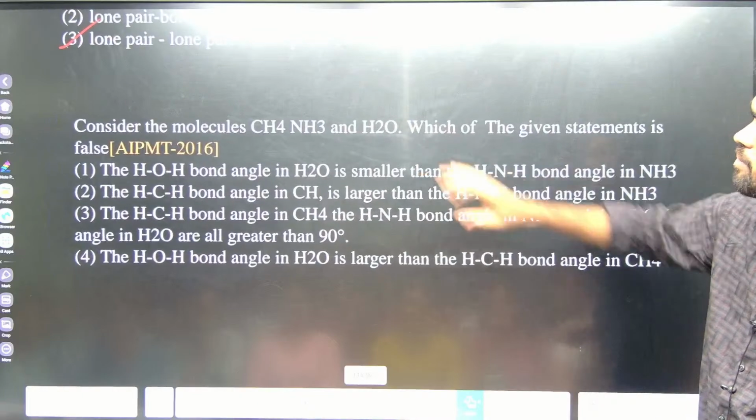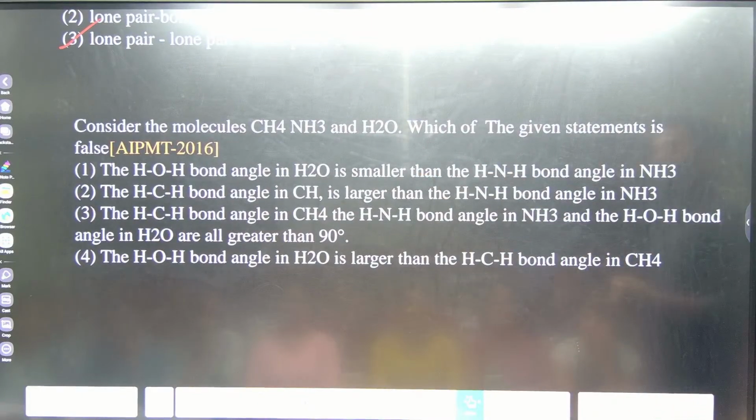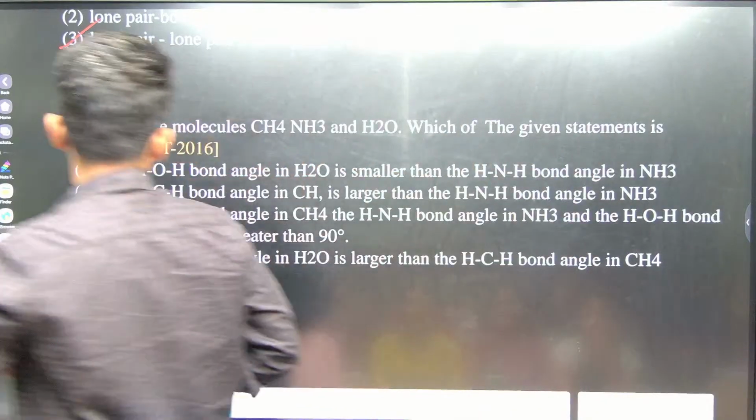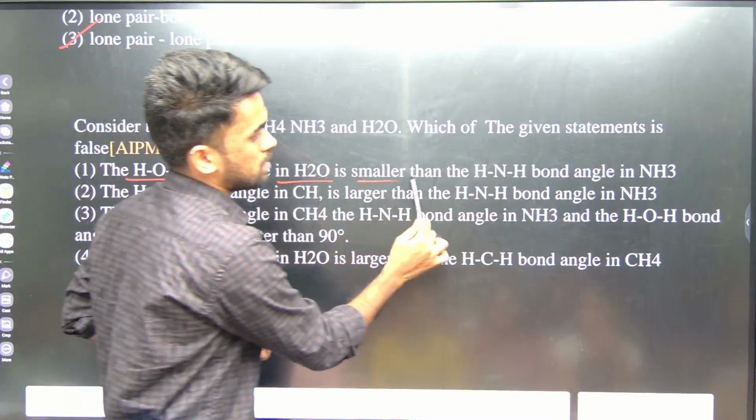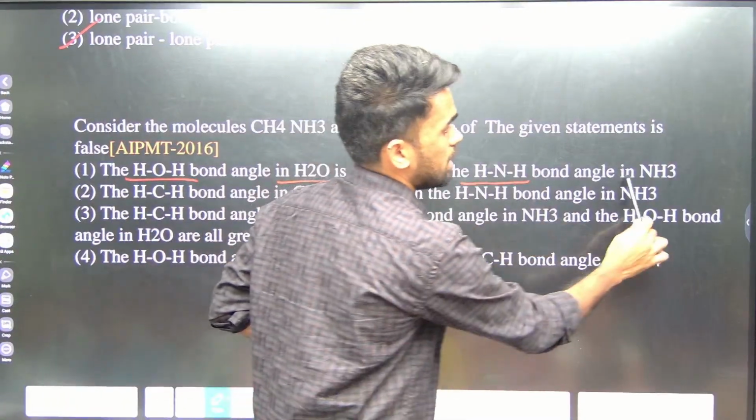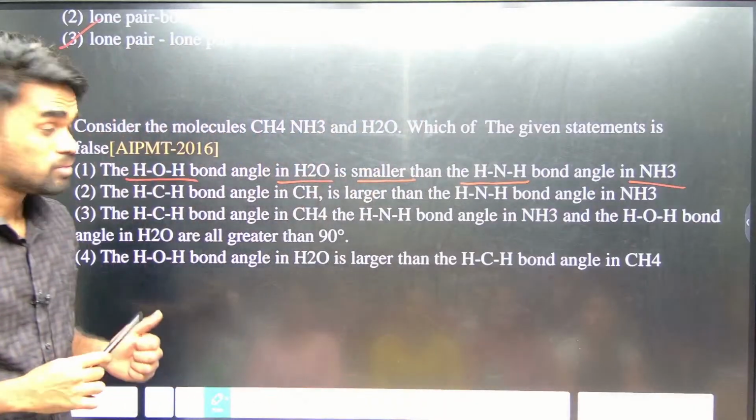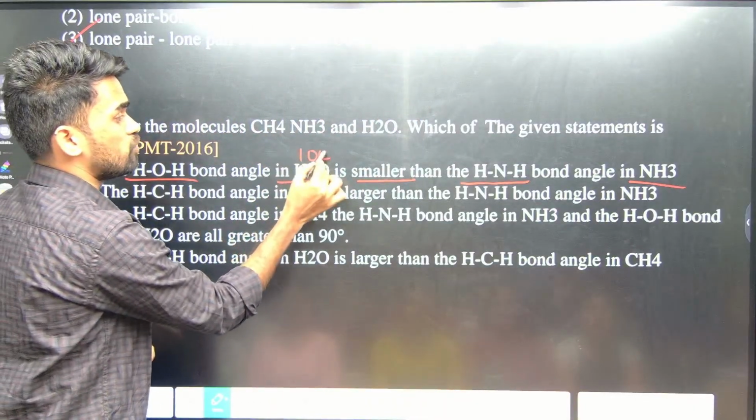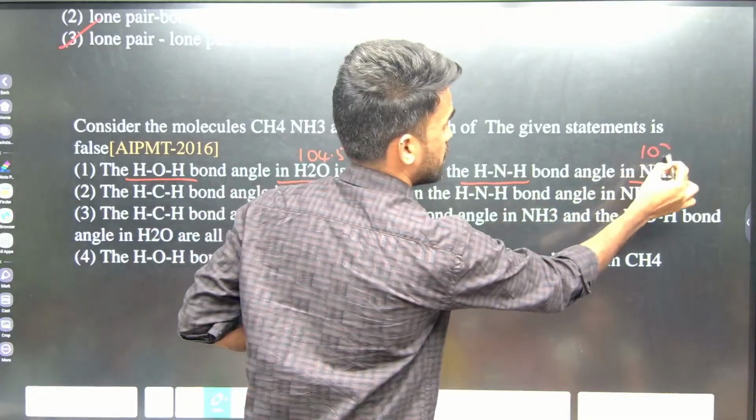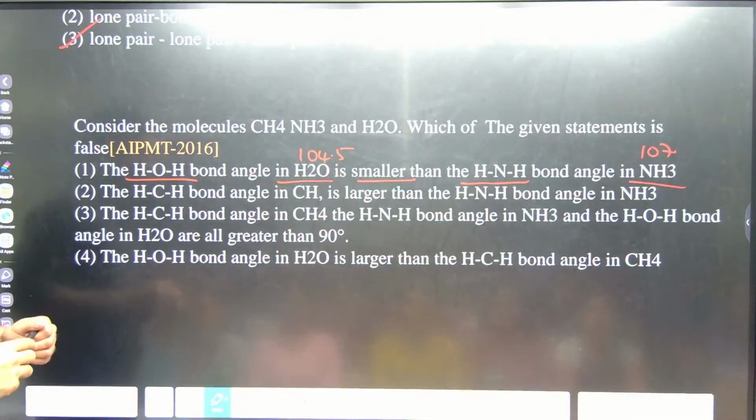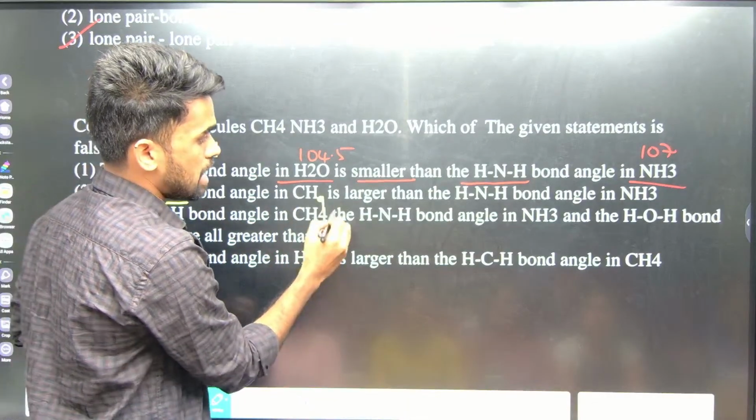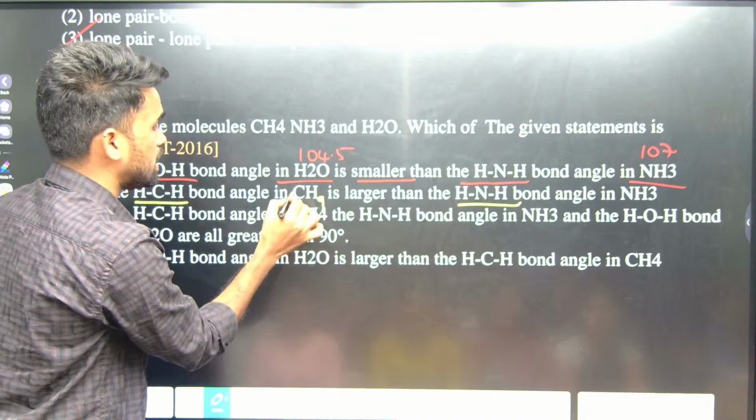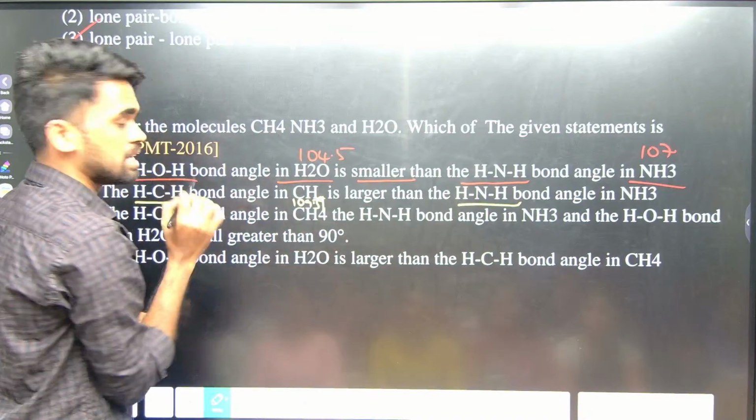Next one, what about this question? Try to read this. Consider the following molecules and tell me the false statement from the 4 options. The HOH bond angle in water is smaller than HNH in NH3. Is this correct? Yes, the angle here is around 104.5 and here it is 107, so this is a true statement. Next one. The HCH bond angle in CH4 is larger than this, here it is 109.5. This is also correct.